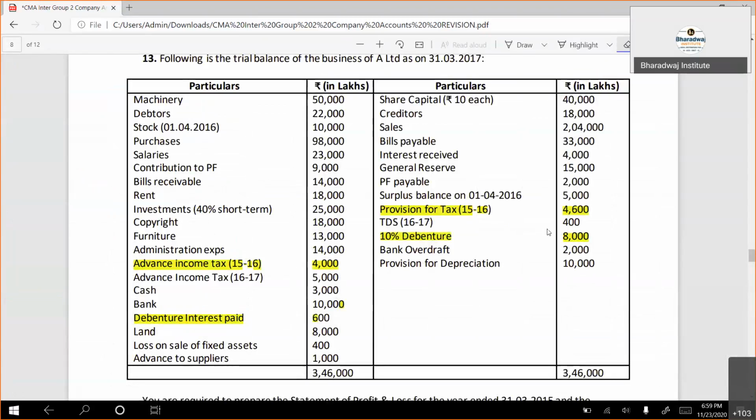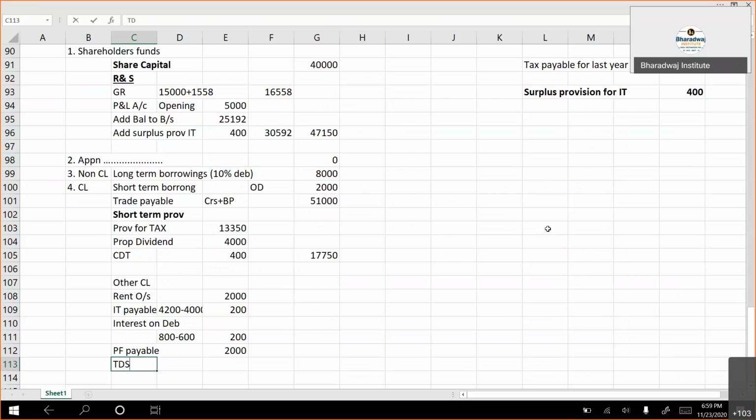Yes, TDS liability, it is to be paid. TDS, it is to be remitted. How much is to be remitted? 400 is there. All these are payable in the short term, that is other current liabilities. So this will give us 4,800.